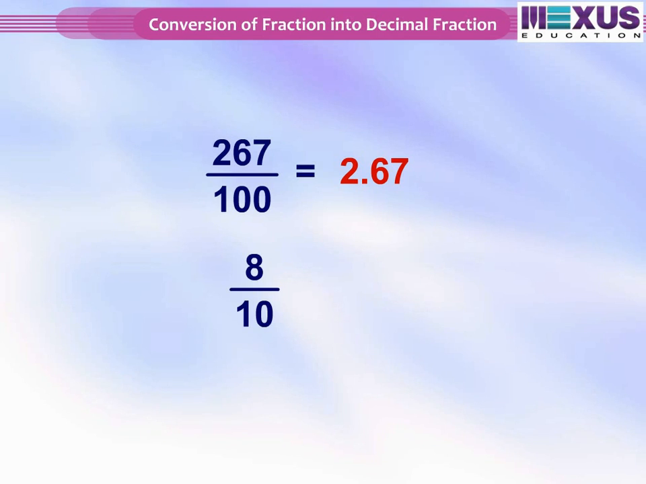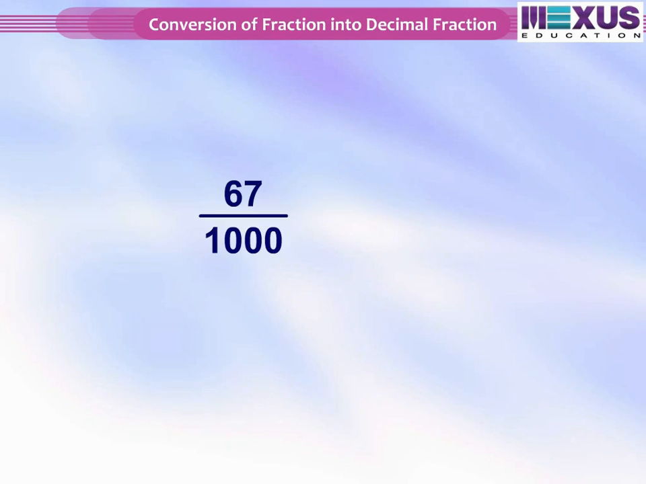Similarly, 8 by 10 has 1 zero in the denominator, so it will be 0.8. Likewise, in fraction 67 by 1000, the decimal point is to be marked after 3 digits from the right of the numerator, 67. But 67 has only 2 digits. Therefore, write 1 zero on the left of 67 and then place the decimal point. So it will be 0.067.